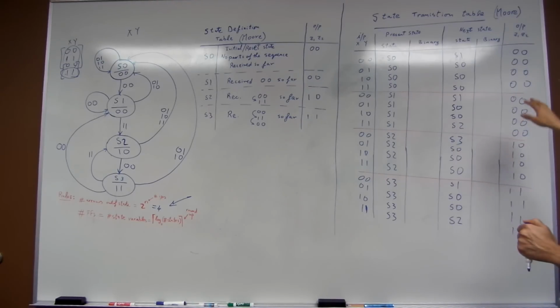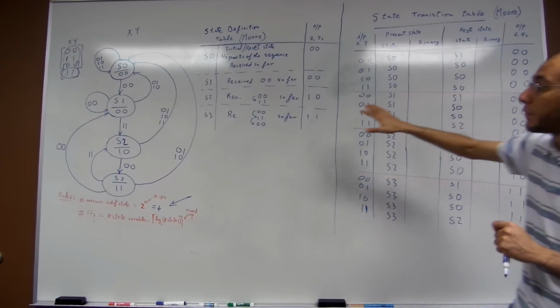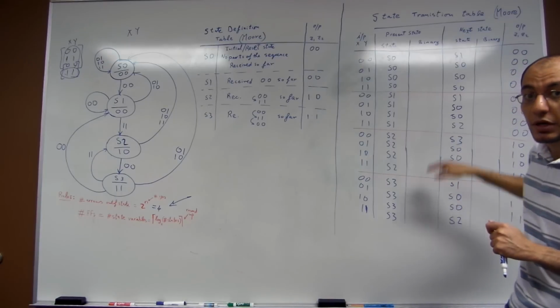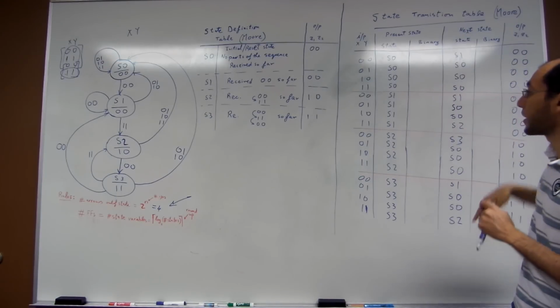Anyways, I'll teach you an even easier way to build the K-maps without looking at this column. But let's proceed. Are we done with the state transition table? In terms of this diagram, yes, we're done. But in terms of the state transition table itself, we still need to fill in these binaries.